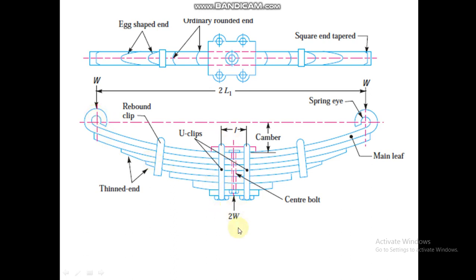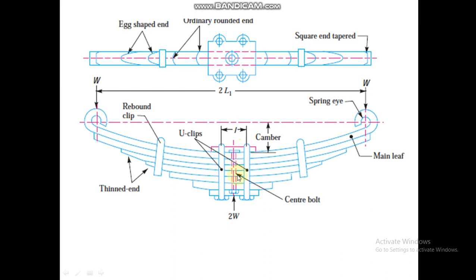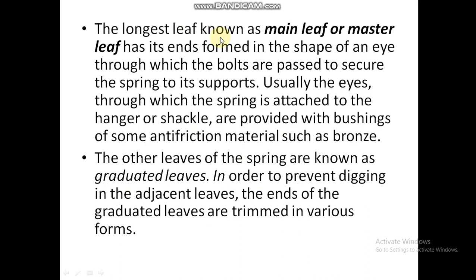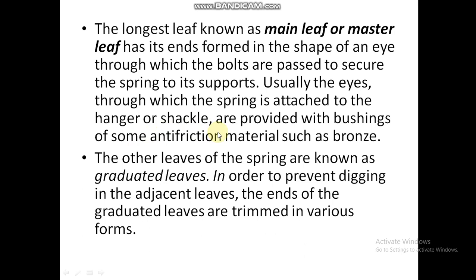So this is the load acting, 2W, at the center of the leaf spring. The leaves are held together by means of a bolt passing through the center. So this is the bolt passing through the center which keeps the leaves together. The longest leaf is known as main leaf or master leaf. It has its ends formed in the shape of an eye through which the bolts are passed to secure the spring to its spot. So these are eyes in the longest leaf. This is called master leaf. This is used to attach the leaf spring to the automobile.